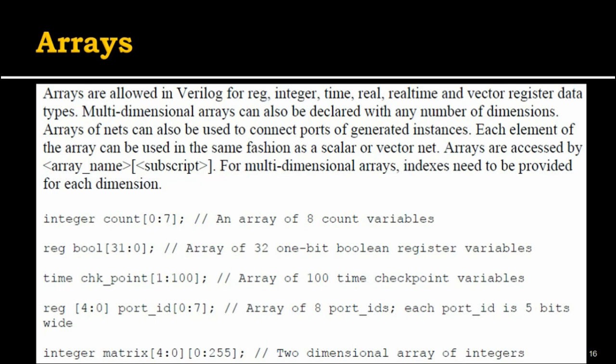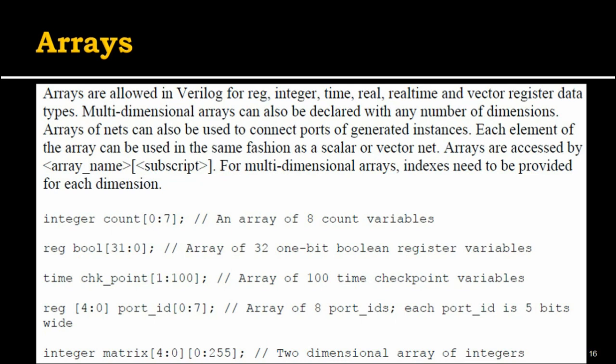Okay, consider the examples. Arrays are mainly used to store different numbers of the same dimension, and can be declared with any number of dimensions. An array of nets can also be used to connect ports of a module instance. Nets and registers are also used as arrays to store multiple bits.